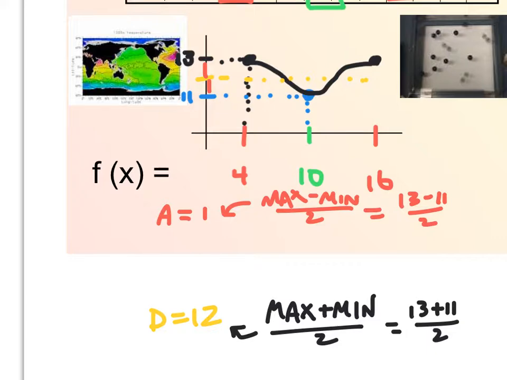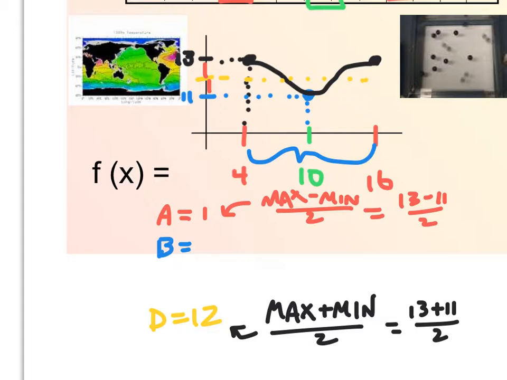Okay, so here's where things get a little interesting. To find b, well, first I have to find the period of the function. A period of the function would be 1 full cycle. The period of that function is 16 minus 4. So the period of the function in this case is 12.